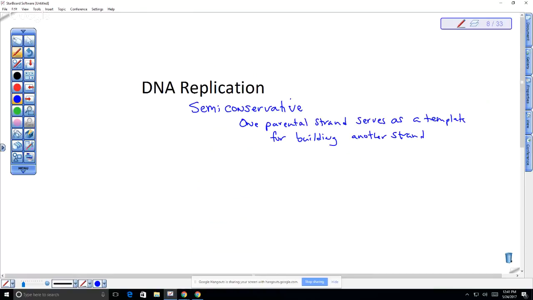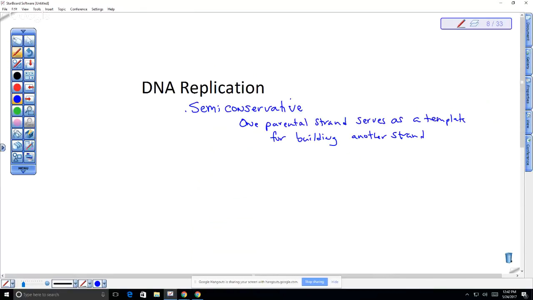If it wasn't conserved at all, what would happen is that you'd have parental DNA and then you'd have new DNA, right? So if it was completely conserved, you would have the original DNA always being together and not being separated and producing a new copy of the DNA. Okay, so that's the idea of semi-conservative replication. And there are some really cool experiments that they did in order to discover that.